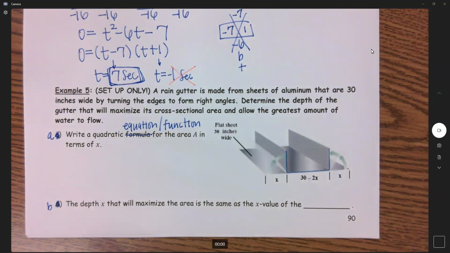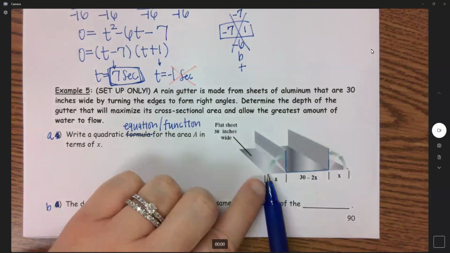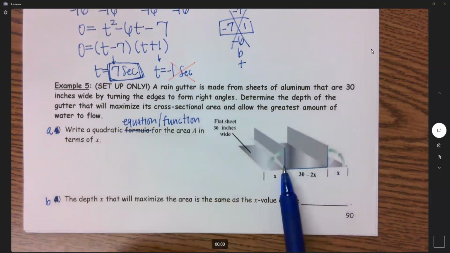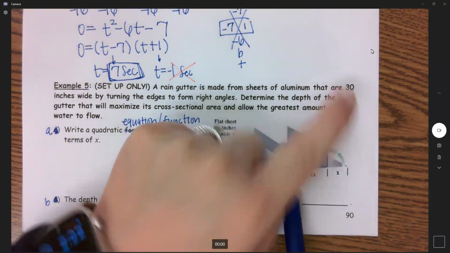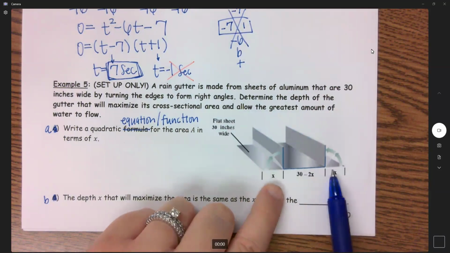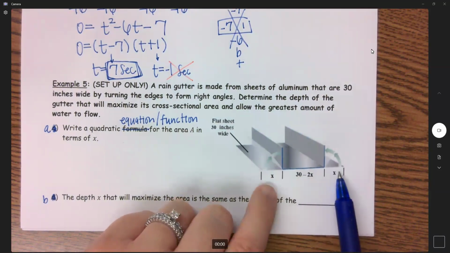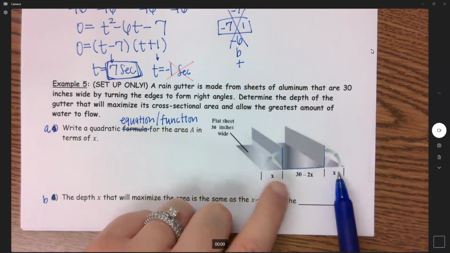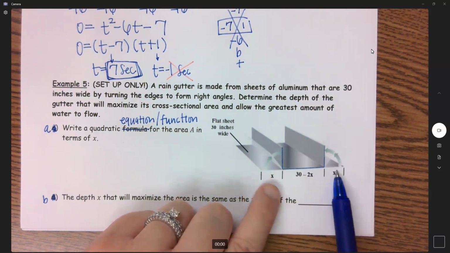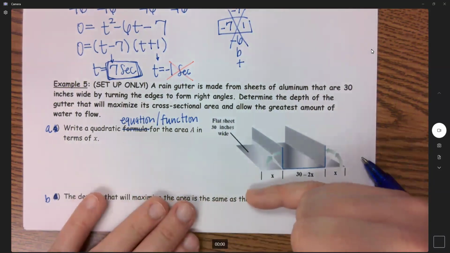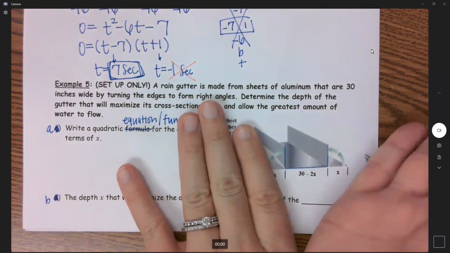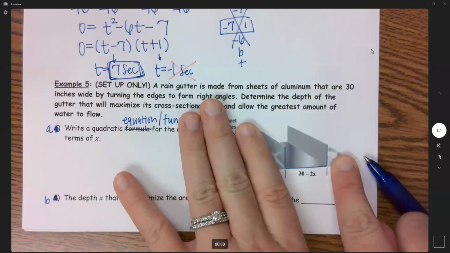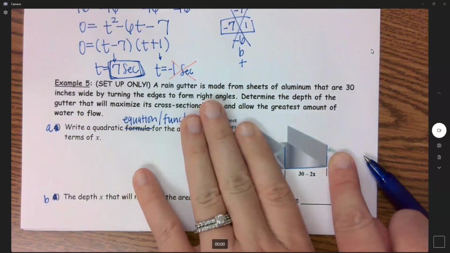So if I'm wanting to find the area here, you have this straight sheet of aluminum, and it tells us here that it is 30 inches wide. And so I'm going to take some number on both of these edges. Could be 5, could be 2, could be 10. I don't know what it is, but I'm going to take some amount of that 30 and bend it up. So this is my gutter right here.